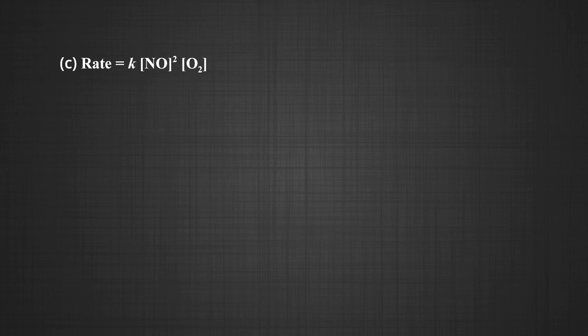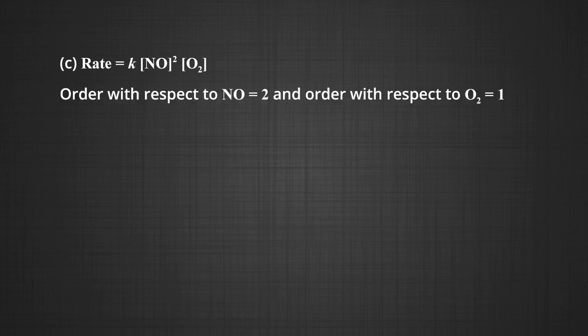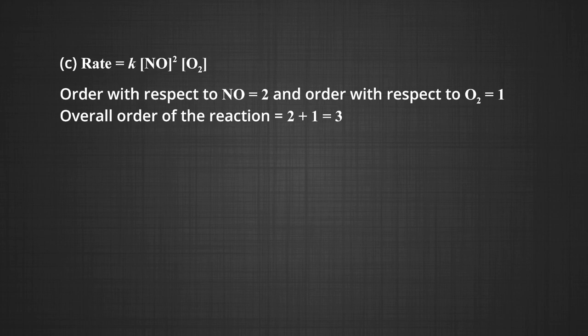Now, part C. The rate is equal to K, concentration of NO raised to power 2, concentration of oxygen raised to power 1. The order with respect to NO, that is nitric oxide, is 2 and the order with respect to oxygen is 1. The overall order of the reaction is 2 plus 1 equals 3.